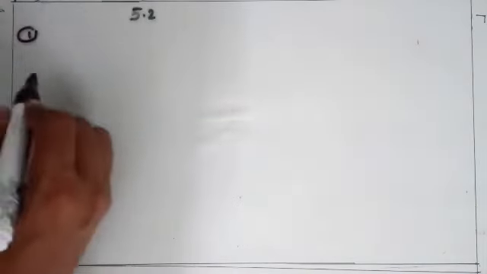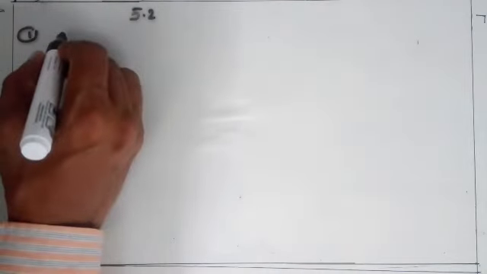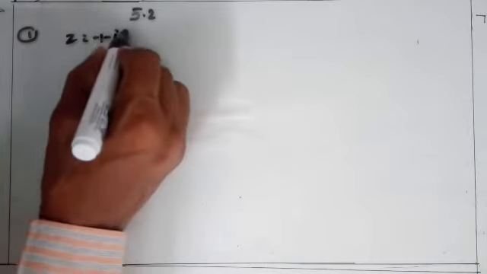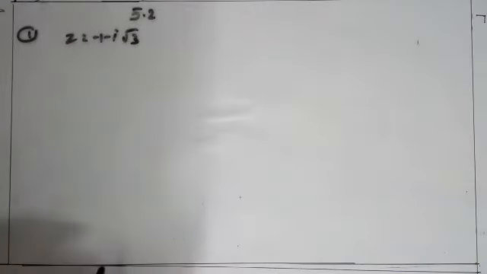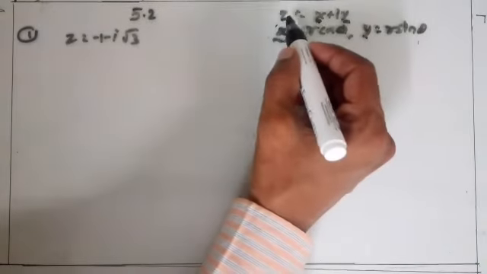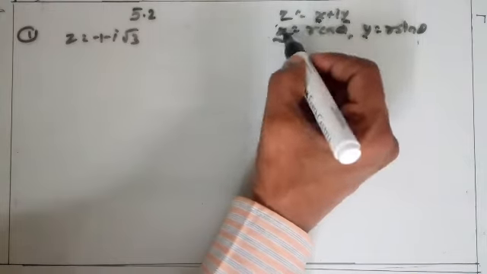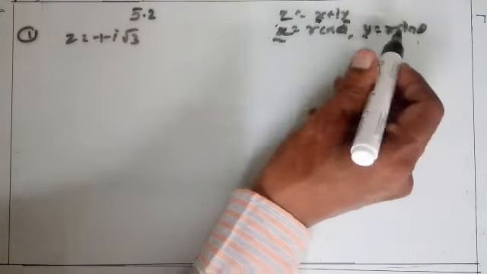We solve some questions of exercise 5.2. Question number 1. Find the modulus and argument of each of the complex numbers. 1. z = minus 1 minus i root 3. Modulus and argument. Here we know that for z = x + iy, x = r cos theta, y = r sin theta.